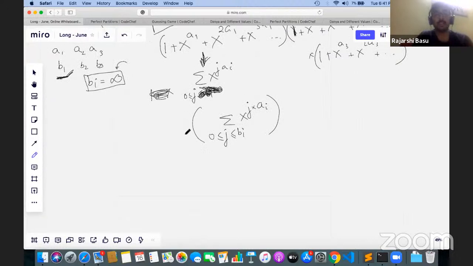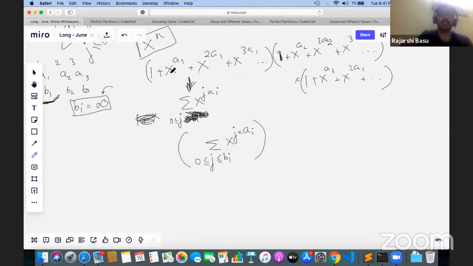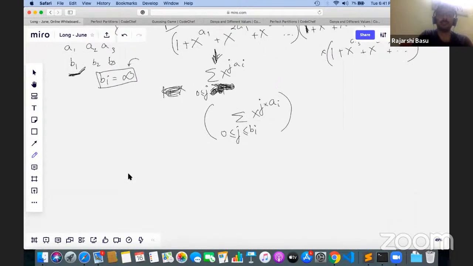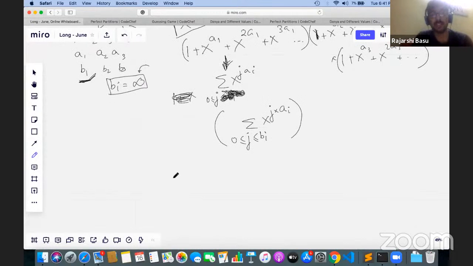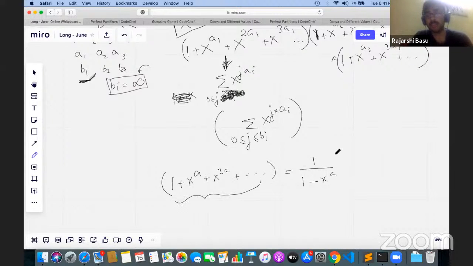The main motivation behind writing it as these kinds of infinite formal power series is that if you have this sequence 1 plus x to the power a plus x to the power 2a plus so on, this entire thing sums up to 1 by 1 minus x to the power a. Okay, so that is why you can represent an infinite thing using a finite thing. In this case, you cannot write it like this.